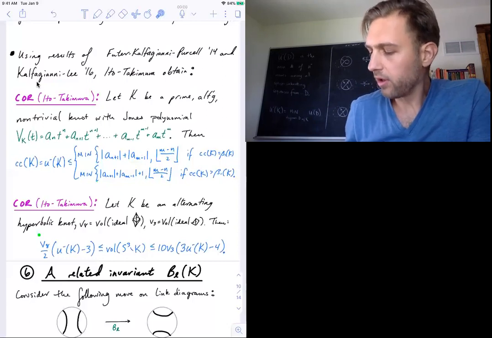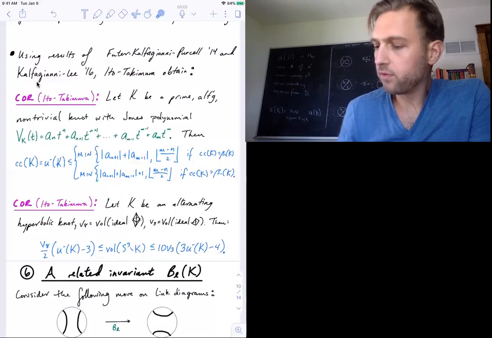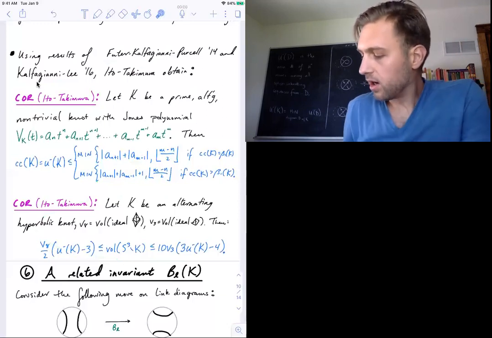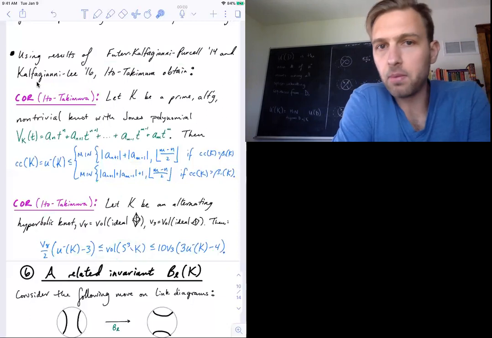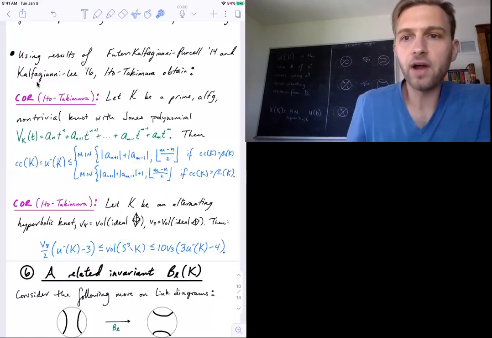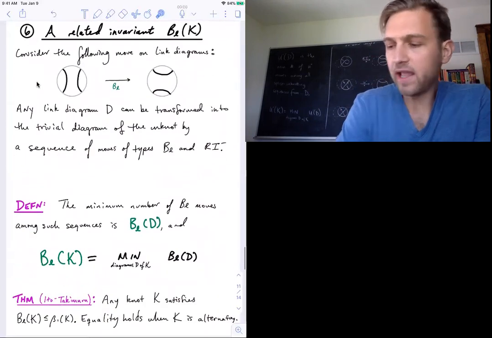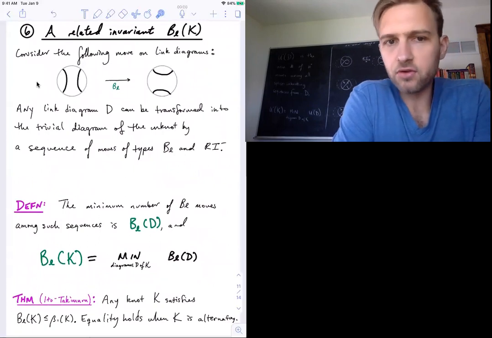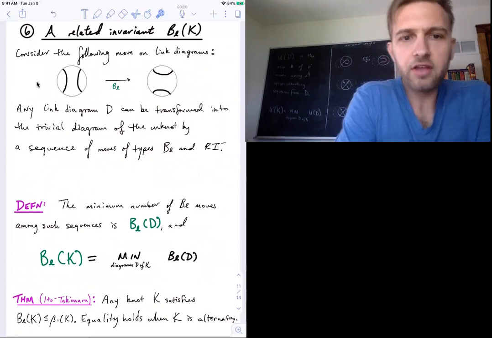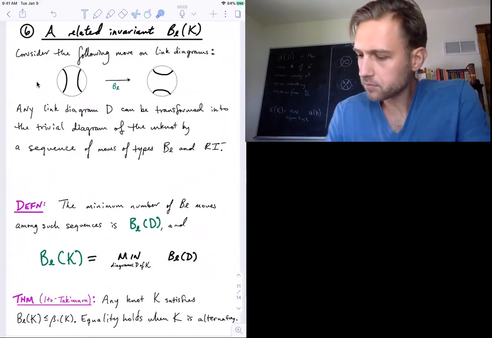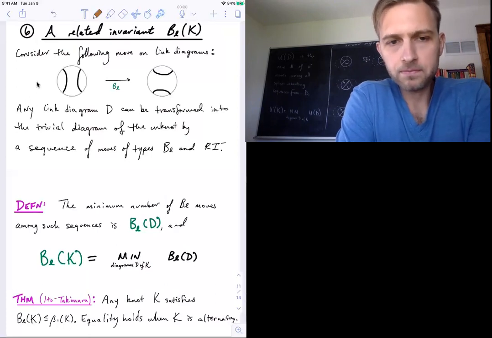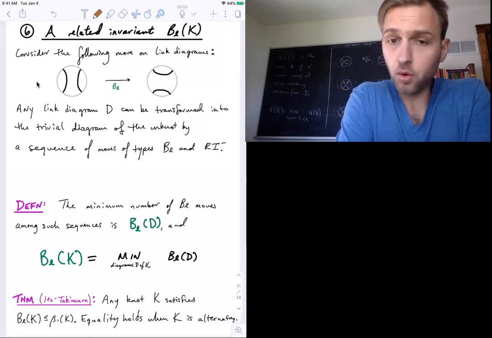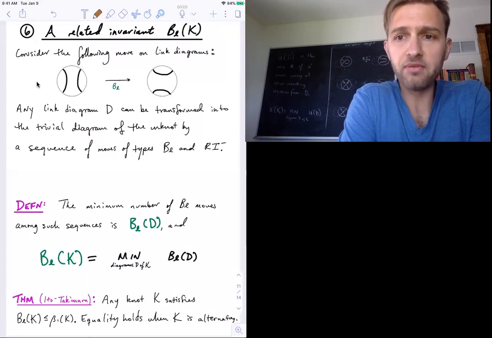The second corollary, using a result of Futer, Kalfagianni, and Purcell, shows that the splice-unknotting number provides upper and lower bounds for the volume of a hyperbolic alternating knot. Okay, finally, I want to mention a related invariant because the construction is so similar. So here's the construction. This is the move. And you can use this move together with Reidemeister 1 moves to turn any knot diagram or link diagram into a diagram of the unknot.